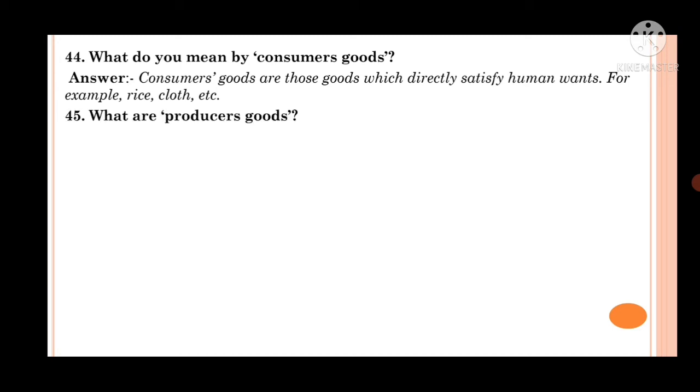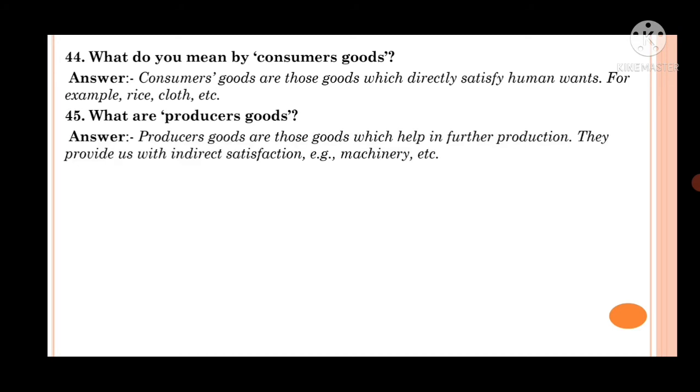Question number 45. What are producers goods? Answer is, producers goods are those goods which help in further production. It means they give us indirect satisfaction. They are used for producing other goods. So producers goods are those goods which help in further production. They provide us with indirect satisfaction. Example, all types of machineries, right? They are producers goods.